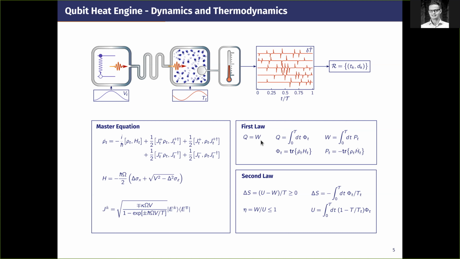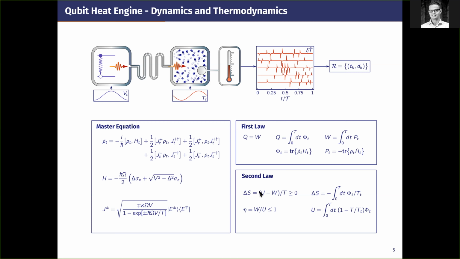The first law just tells you that the extracted work is equal to the heat uptake Q. That's because the process is cyclic. And these quantities are defined as the time averages of the instantaneous heat uptake and the instantaneously generated power. In the second law, you have a total entropy production, which is just given here by the standard expression for the entropy production in the reservoir. The entropy production in the system does not play a role here, again because the process is cyclic.